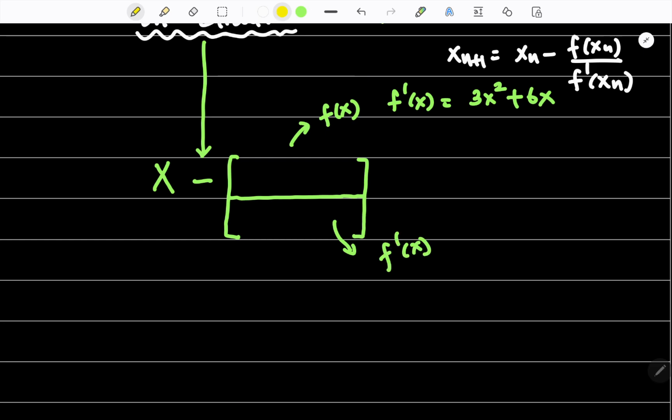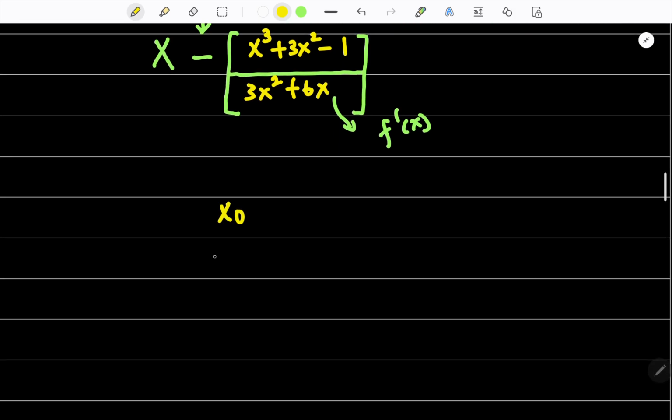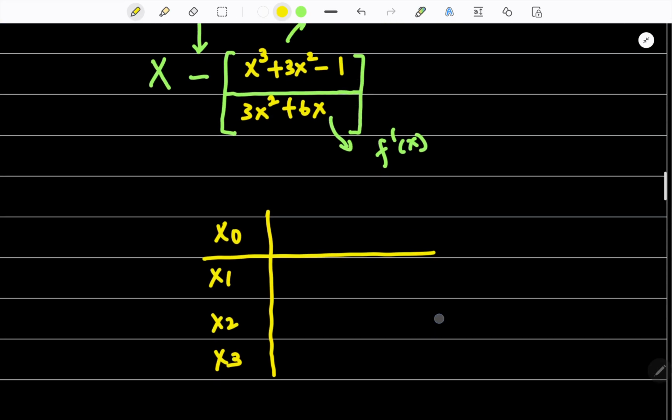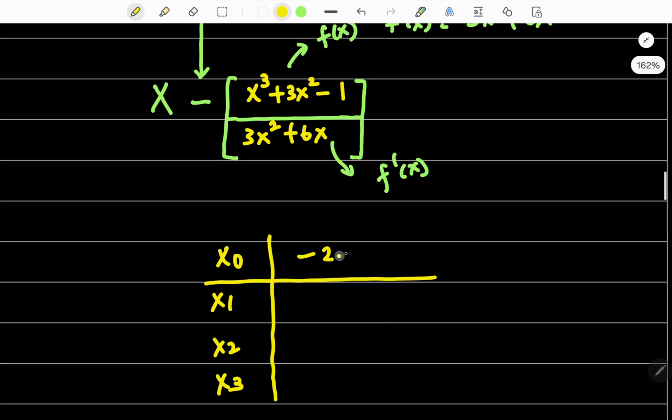So what's your f of x? It is given as x cube plus 3x square minus 1. The derivative is 3x square plus 6x. Then make a small table: x naught, x1, x2, x3. We have already chosen the initial approximation, which is negative 2.5. Come on, start the calculator, everybody.